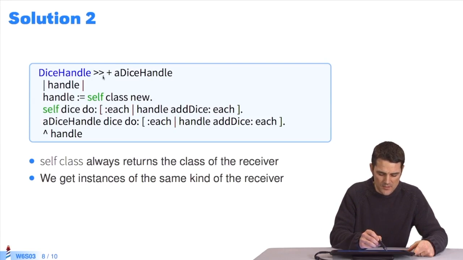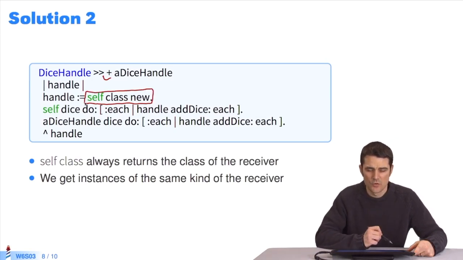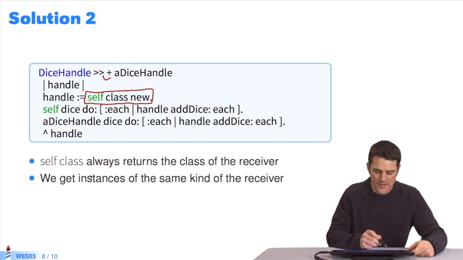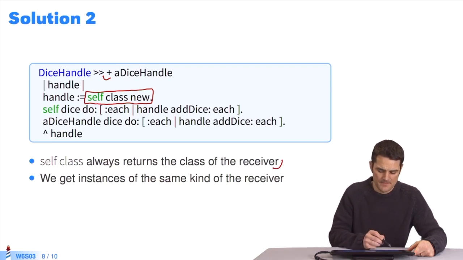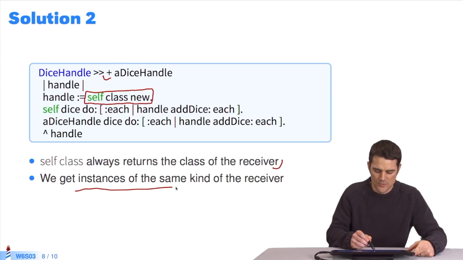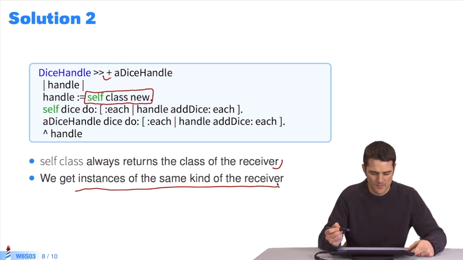Using the plus method in dice handle, this time we will write self-class new. I'll ask the current receiver for its class in order to get an instance. In fact, self-class always returns the class of the receiver. If it's the instance of a subclass, it will return the correct class. For example, memo dice handle. We get instances of the same kind as that of the receiver.